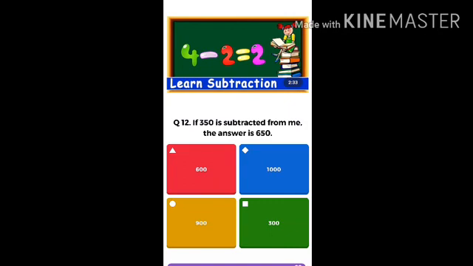If 350 is subtracted from me, the answer is 650. Who am I? How do we get that number? By adding 350 and 650, we will get the answer. So the answer is 1000.